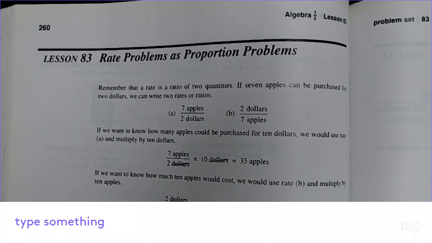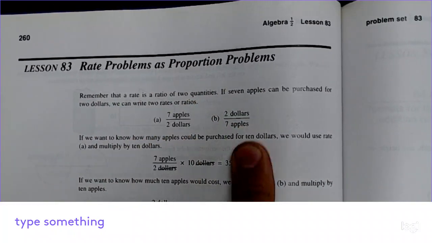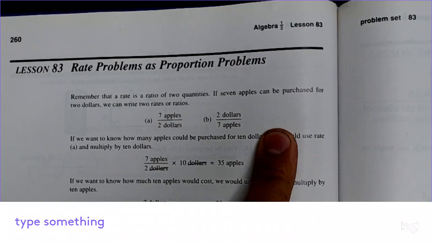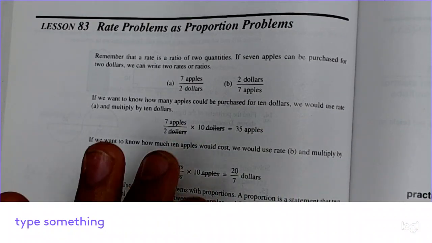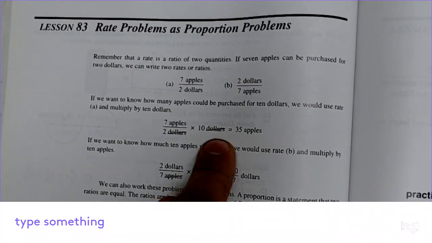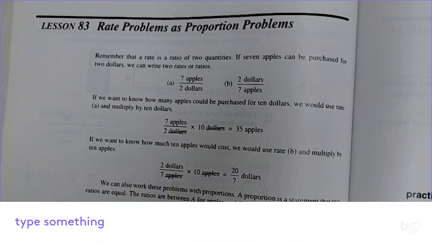Pre-algebra lesson 83, rate problems as proportion problems. Now, as we're going to see in this lesson, we've typically been solving rate problems like unit multiplier problems. So we'd write out two rates, we would read our problem, figure out which version of the rate we would use, pretty much our starting number, whatever that unit was, we'd make sure that was in the denominator, we'd multiply and then get our final answer.